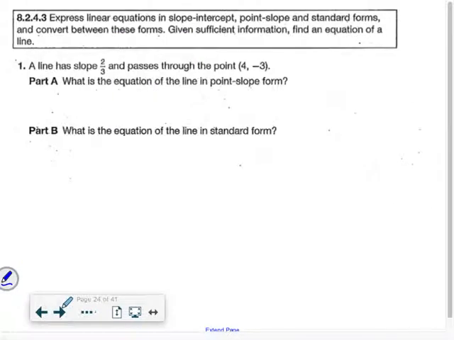Our next benchmark is 8243. Express linear equations in slope-intercept, point-slope, and standard forms, and convert between these forms. Given sufficient information, find an equation of a line. So, point-slope, okay, let's see. So slope-intercept, these are all on your formula sheet for your MCA. Slope-intercept is y equals mx plus b, where m is your slope and b is your y-intercept.